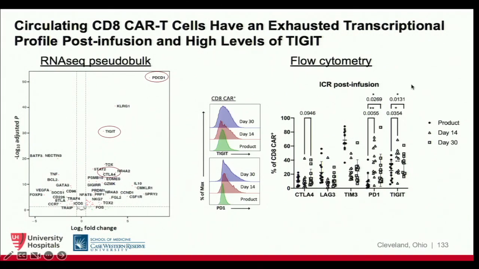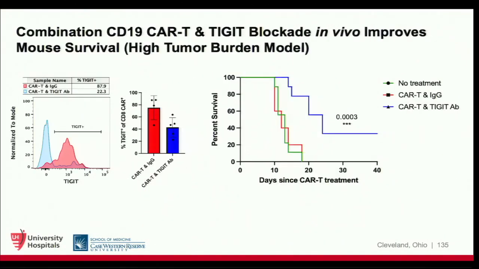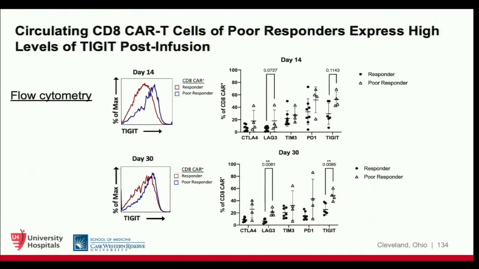So you can see, both by RNA sequencing and protein expression by flow cytometry, we're seeing the same results. In particular, PD-1 and TIGIT were the most upregulated checkpoint molecules observed after infusion of the CAR-T product. However, we wanted to understand why this product is working much better in some patients than other patients. And so we segregated our patients into favorable responders and poor responders.